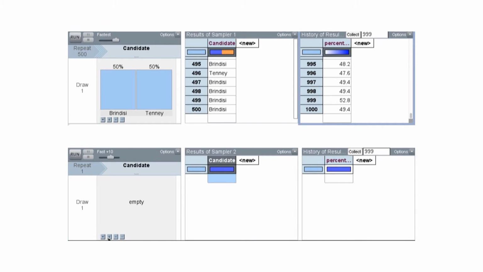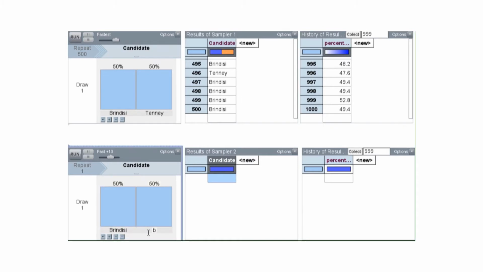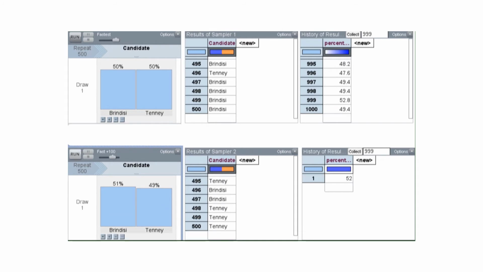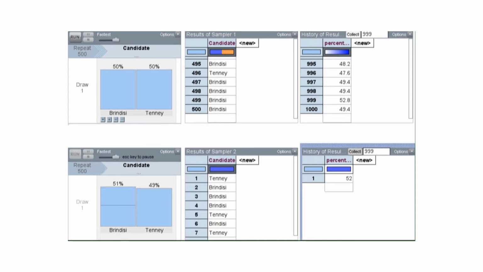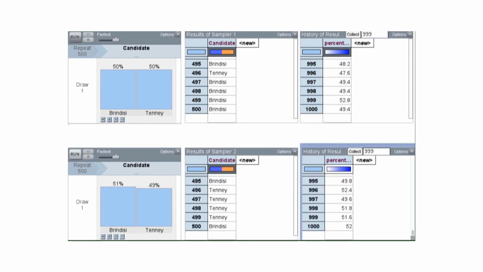Then we'll build a sampling distribution based on the actual value of the parameter. So we'll set up a model where 50.89% of the votes go to Brindisi and sample 500 voters at a time. Then we'll repeat this many times. Here we'll do 1,000 repetitions. Next, let's look at the sampling distributions generated by each of these models.